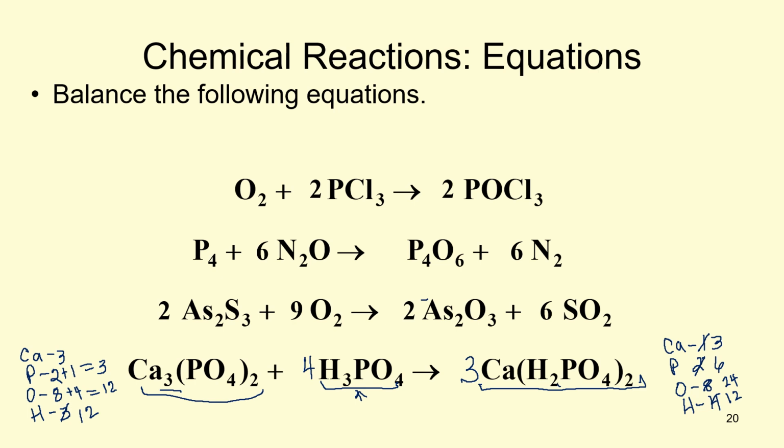Then I have phosphorus, I have 4 plus 2, 2 plus another 4 will give me 6. And that's good, that matches. And then I've got my 12 hydrogen, and then 4 times 4 is 16 oxygen, so I have 8 plus 16 is 24. So that balances it.